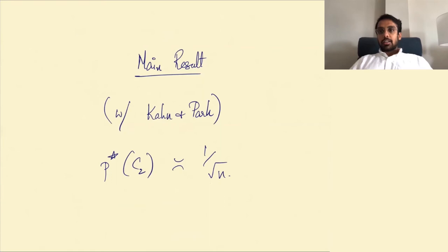The thing that I'll try and say a tiny, tiny bit about today is this recent result with Jeff and Jinyoung, where we believe that we've pinned it down and got rid of all these extraneous logarithmic corrections. The threshold should in fact be 1 over root n. Okay. I hope the statement of the result is clear to everyone.